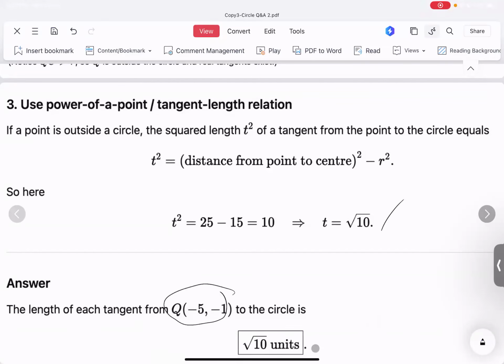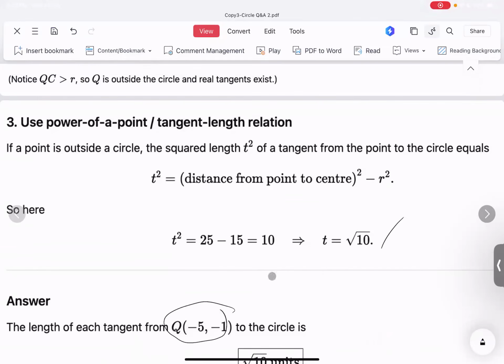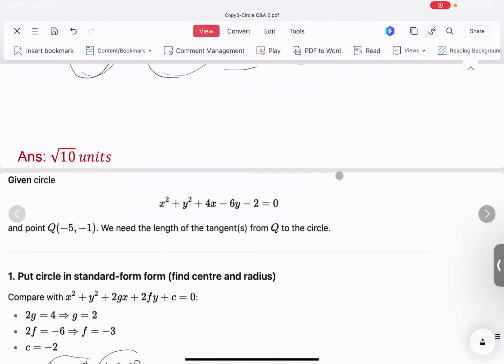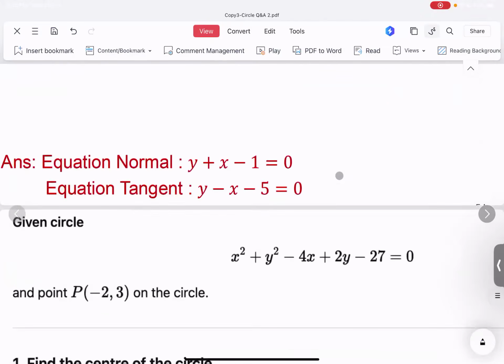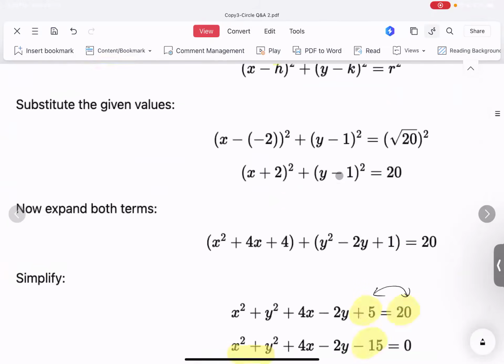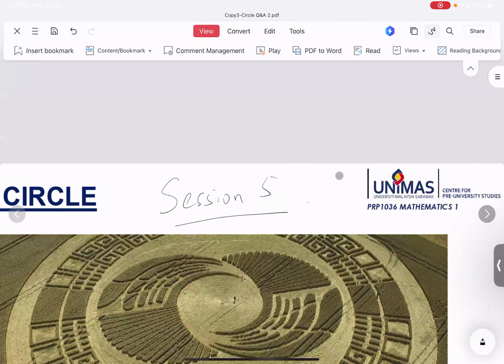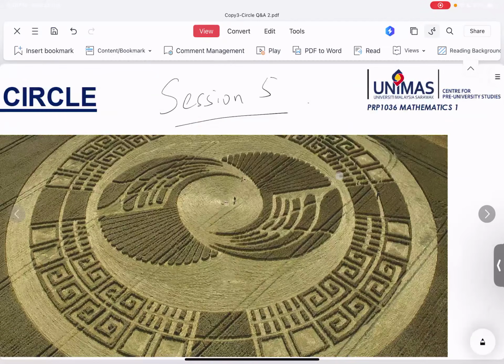Please read through every single detail of the revision examples and exercises number 1 until exercise number 17 for circles. I hope this video can help you to revise and recall what you have learned.